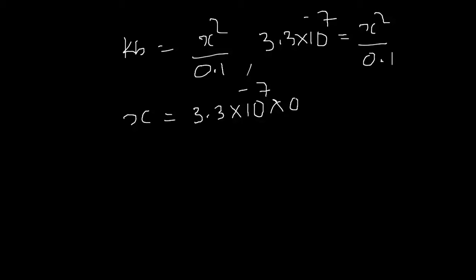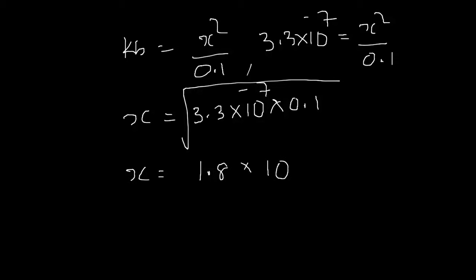Rearranging the Kb expression, we can find the value of X. X is equal to the square root of 3.3 times 10 to the power of negative 7 times 0.1, where the value of X is found to be 1.8 times 10 to the power of negative 4 moles per liter. Since X also represents the hydroxide concentration, we can use this value to determine the pOH of the solution.